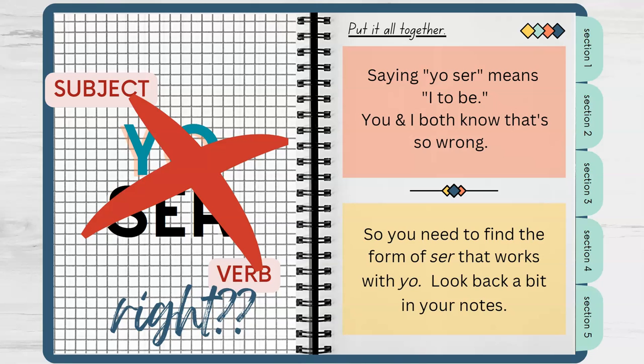Go back to the previous slide on your notes, and you can see what the yo form is. Do you remember what it was? Yo soy. Okay, you have to match the verb with the subject that's using it.